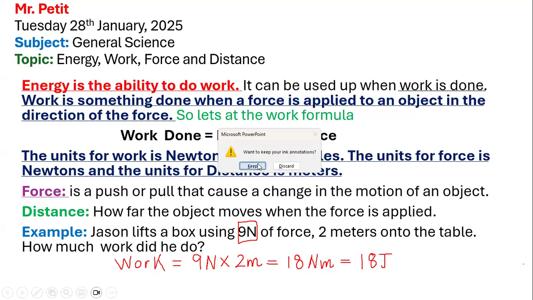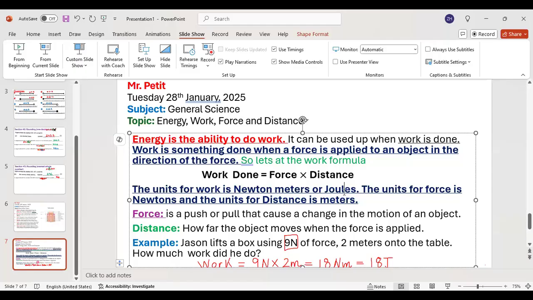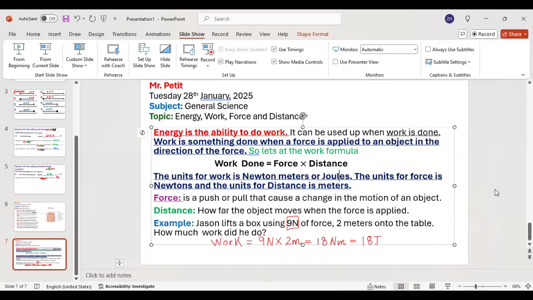18 joules. 18 joules of work was done. Very good. 18 joules of work was done. All right. Let's do another one.